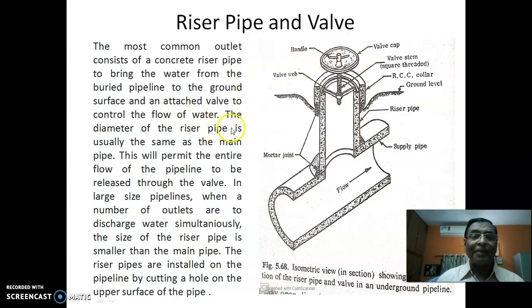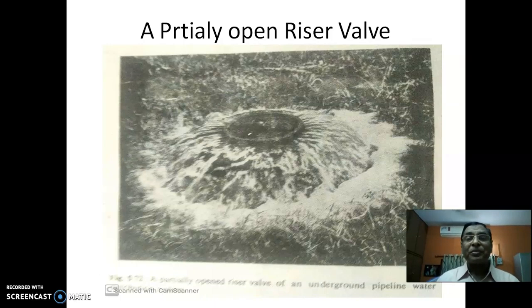The diameter of the riser pipe is usually the same as the main pipe. This is the one thing. This will permit the entire flow of the pipeline to be released through the valve. In large size pipelines, when a number of outlets are to discharge water simultaneously, then the size of the riser pipe is smaller than the main pipe. It all depends on how much water you want to draw. Suppose you want to draw less than 1/2 of the total flow, then definitely the diameter of the riser will be less. Okay, so that follows. This is how it looks when a partially open riser valve lets the water flow to the field.